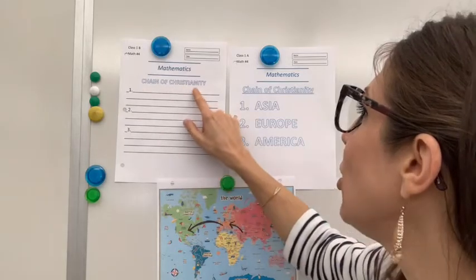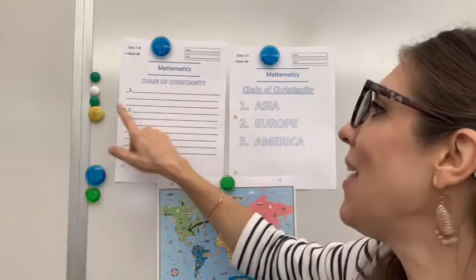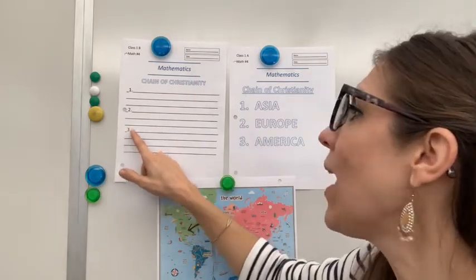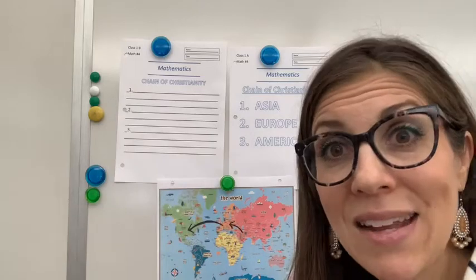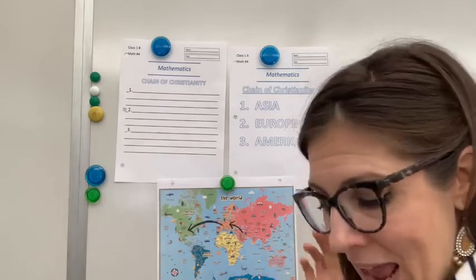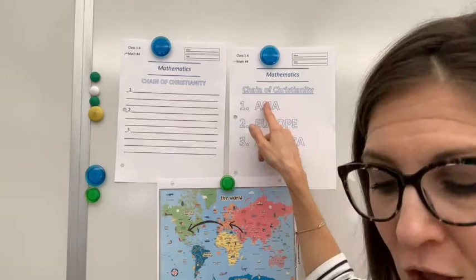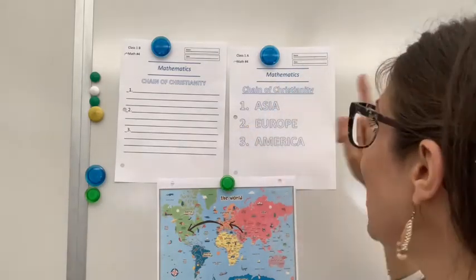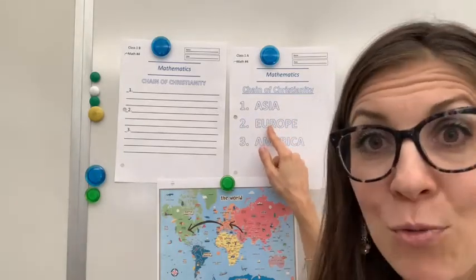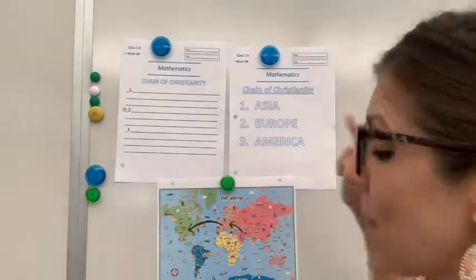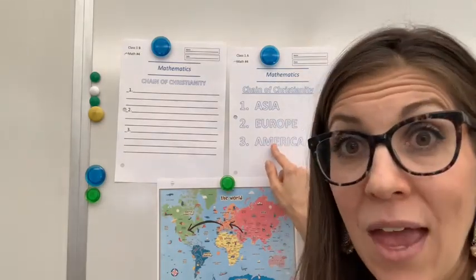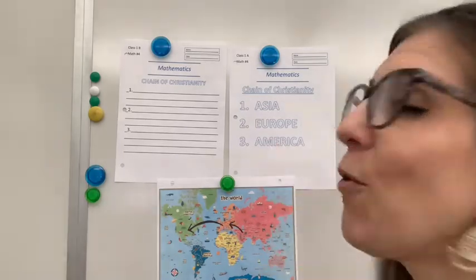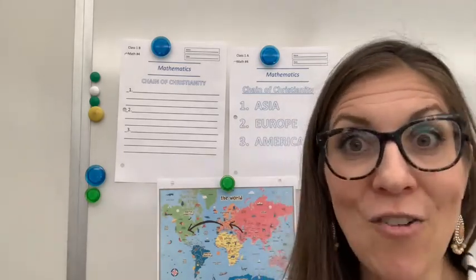So really big, you're going to write Asia. And then number 2, you're going to write Europe. And number 3, you're going to write America. And that is the chain of Christianity. In Asia, the numbers started. This is where the numbers started. In Europe, this is where math was developed. And in America, this is where math helped propagate the gospel. Very good. So now we know about the chain of Christianity.